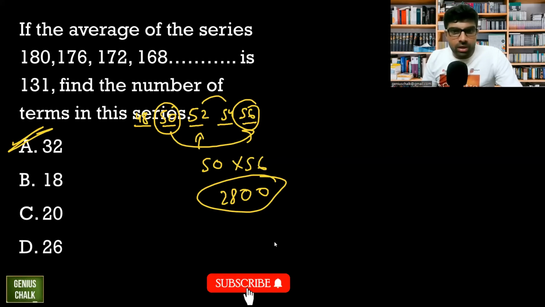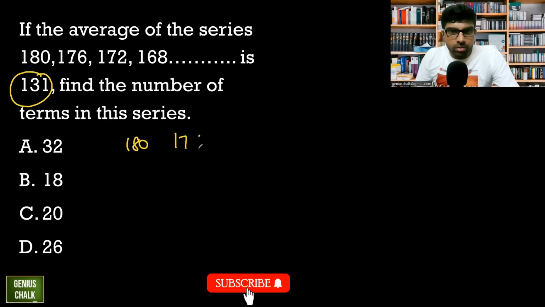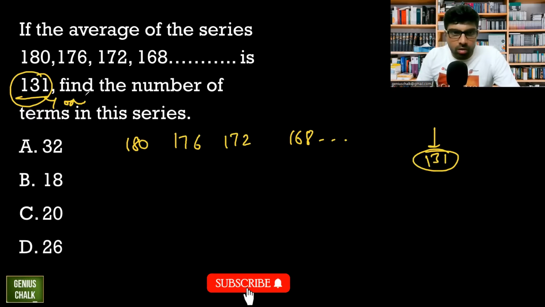Next one, average of the series is this. Find the number of terms in the series. So what is this? This is basically arithmetic progression. You can see. So the average is 131. Okay, just observe the pattern first. 176, 172, 168, and so on. And the average is 131. Okay. So somewhere here, the average is 131. Now you see, this number is odd. Odd number will not be the average of these even numbers. So it will be written between somewhere.